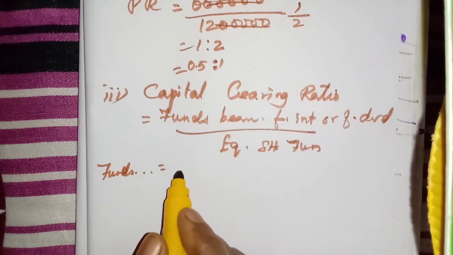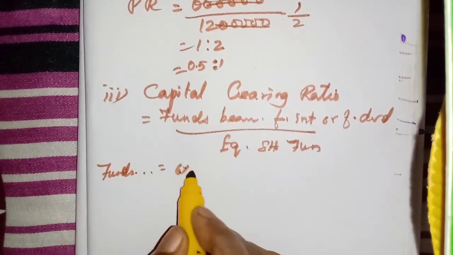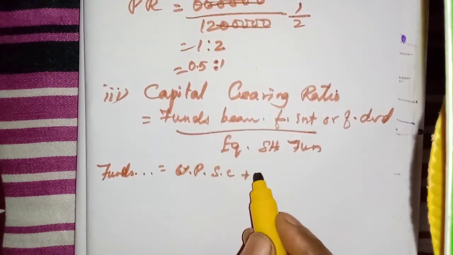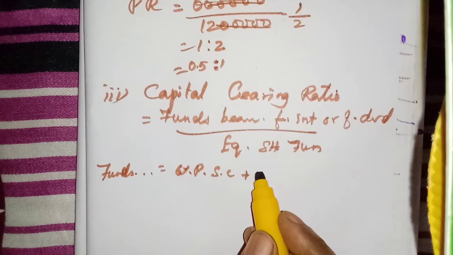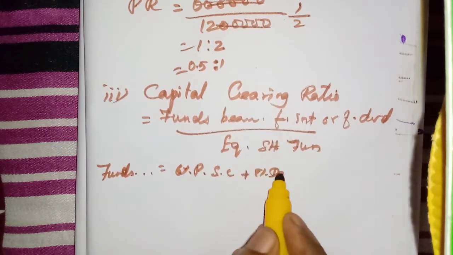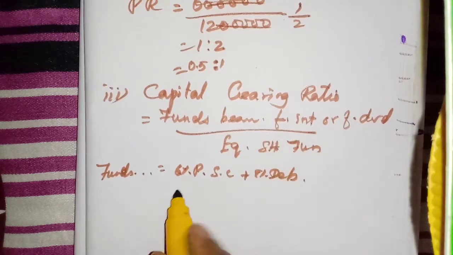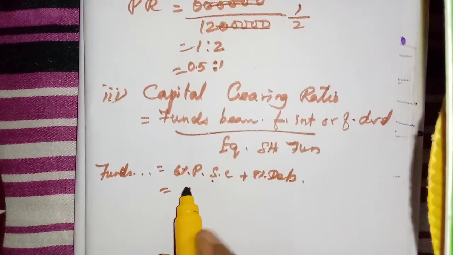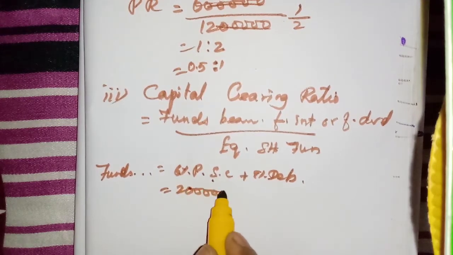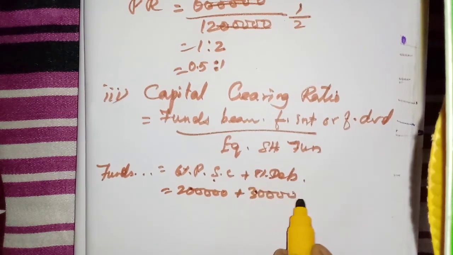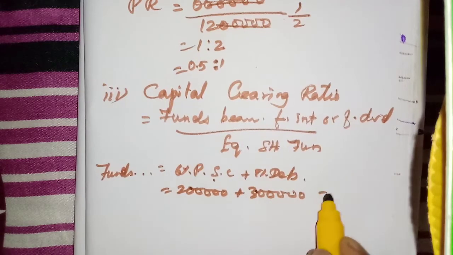Here, preference share capital, 6% preference share capital, plus long-term borrowing, 8% debenture. That's all, isn't it? How much is the preference share capital? 2 lakh. Plus debentures, how much? 3 lakh. Okay, so 5 lakh.